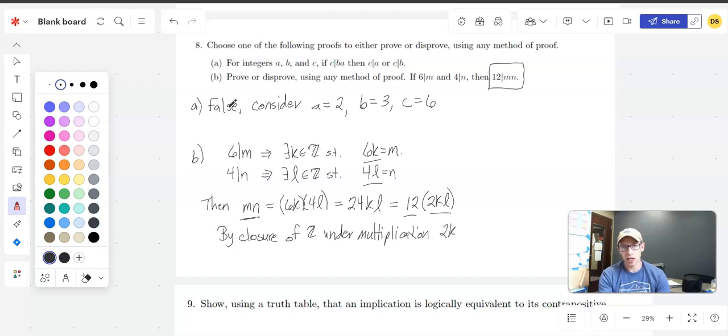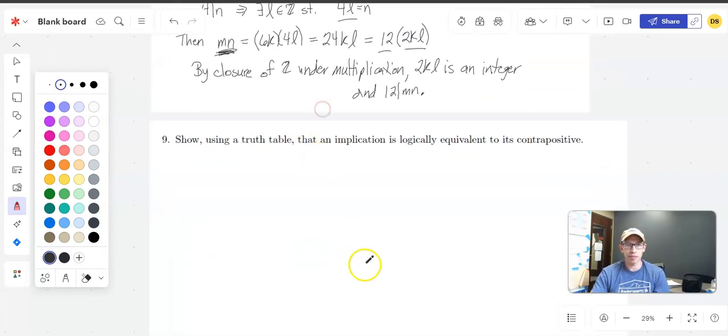So 2KL is an integer, and 12 divides mn, because we have 12 times some integer equals mn. Now notice, A was a lot easier, right? Because all you needed was a single counterexample. And B, because it is true and it's a universal claim, you have to go through the hard work of showing that it's true in every case.